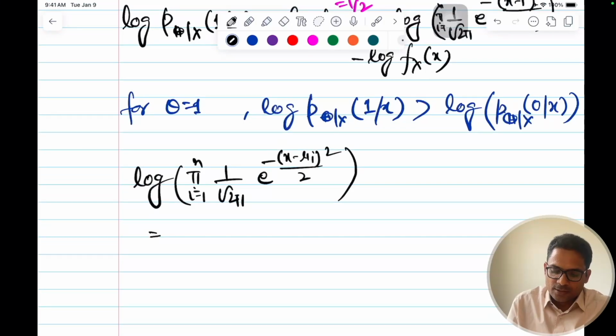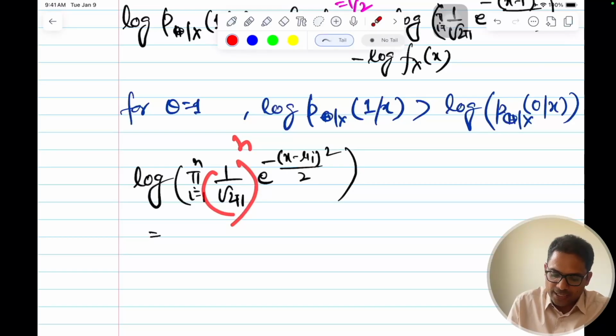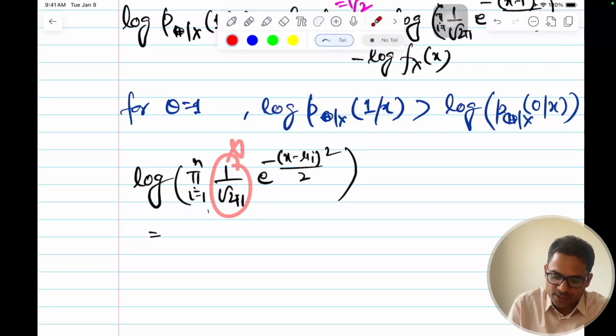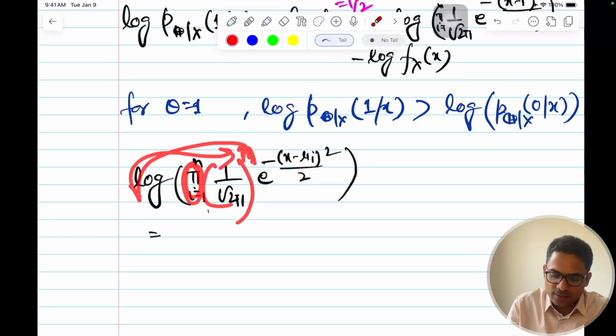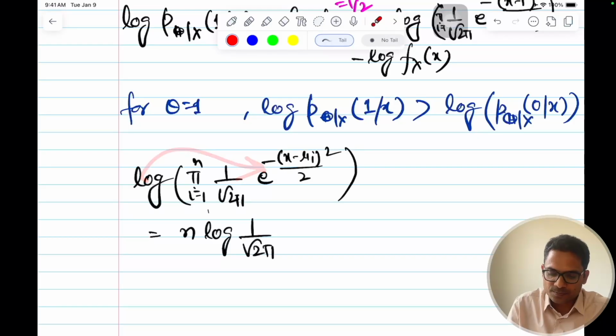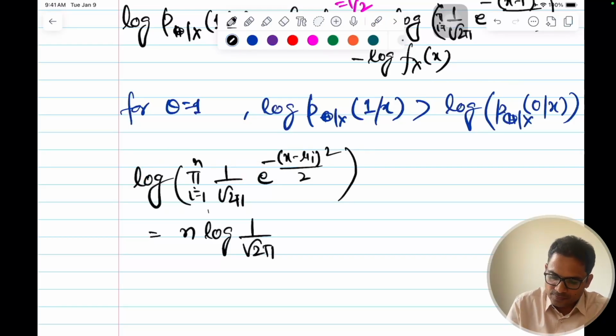Okay, so this whole term will be there, the product of this, coming n times, so it will become power n. And when I take log of this, this n will come outside. I'm just giving you one hint, and the rest you can figure out. This is multiplied n times, so it will become n times outside. When I take log of that power n, n will come in front. So this will become n log 1 by root 2 pi, the first term, and then log and exponential will cancel each other, and this whole product will become a summation, the second part.